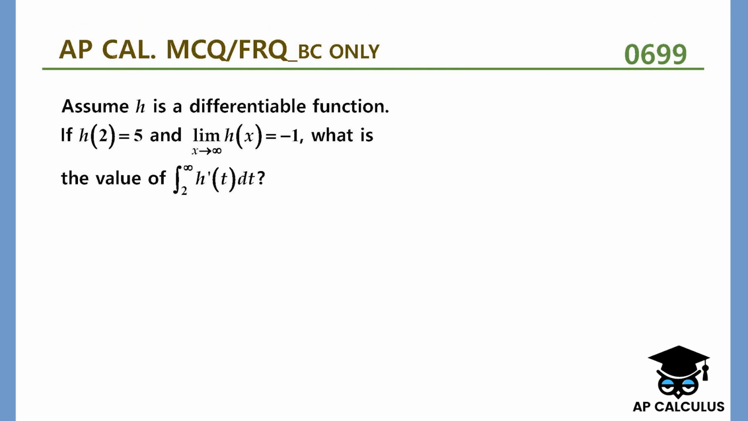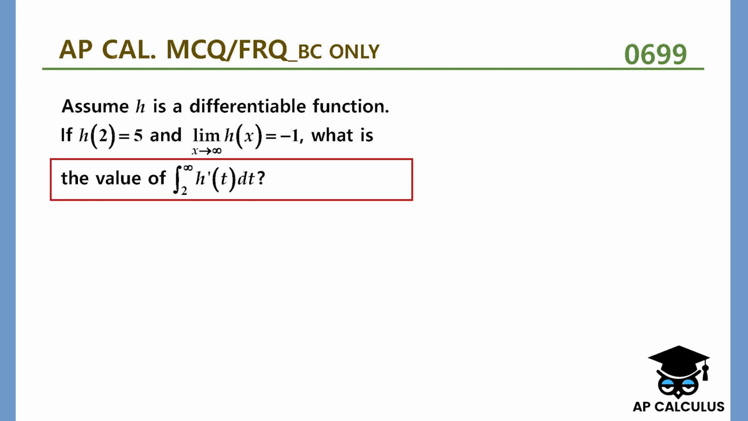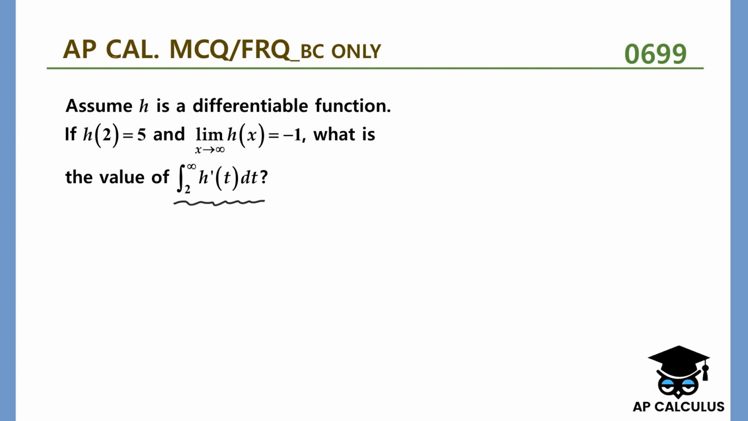Question 699. Assume h is a differentiable function. If h of 2 is equal to 5 and the limit as x approaches infinity of h of x is equal to negative 1, what is the value of this improper integral? An improper integral can be written in terms of a limit, right? So the limit, let's say a approaches infinity. Then this infinity is a. So we have the integral from 2 to a of h prime of t dt, right?